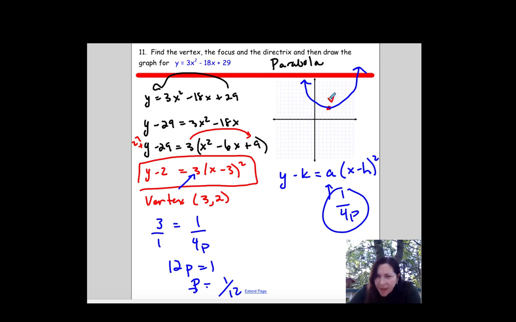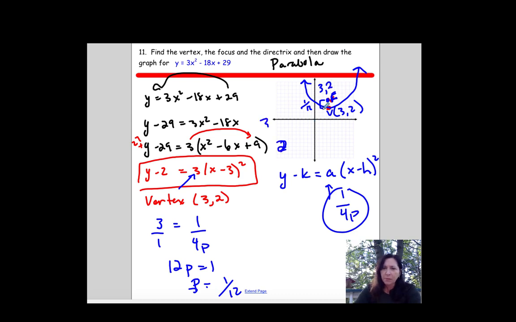So that means that my vertex being 3, 2, if I go up 1/12, because that's my p-value, that distance from here to here is 1 over 12. So that means this was my vertex here. This is my focus. This is my vertex. So that means this being my focus point is going to be 3, 2 plus 1/12.